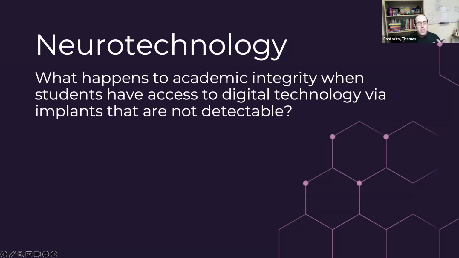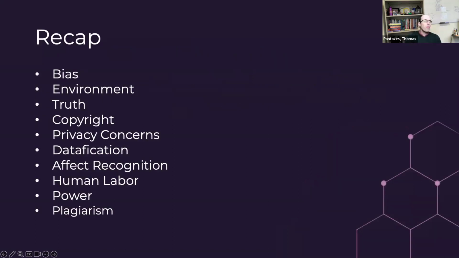We're not there yet, but it's something to keep in mind as we're thinking about how these changes are impacting us. So to recap, we had these 10 points: bias, environment, truth, copyright, privacy concerns, datafication, affect recognition, human labor, power, plagiarism. You don't need to cover all of these in your class. But if one of these has a good relevance to your course and your context, it's an entryway point to have some of the conversations about the ethics around AI and AI use.